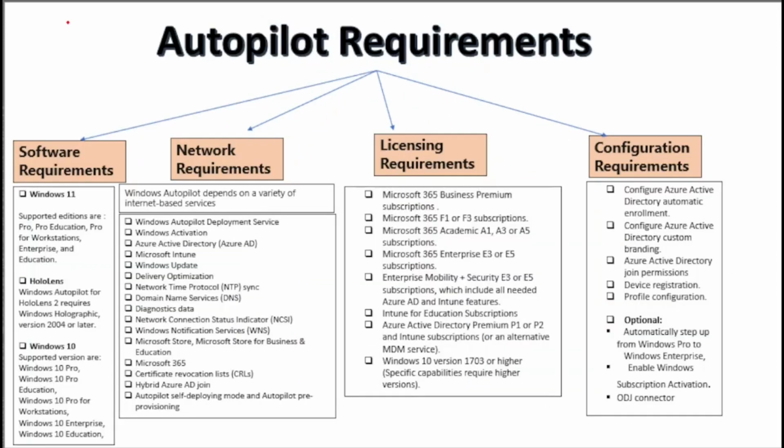Now let's talk about the Windows Autopilot requirements. With respect to Windows Autopilot requirements, we can divide them into four types. The very first one is the software requirement. The second one is the network requirement. The third one is related to licensing, and the fourth one is related to the configuration requirement.